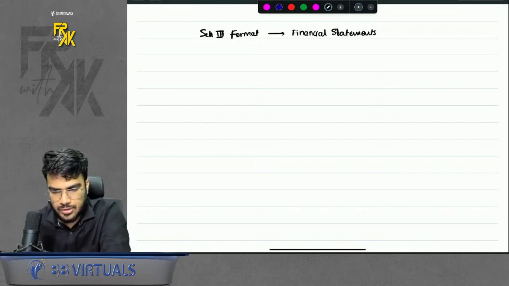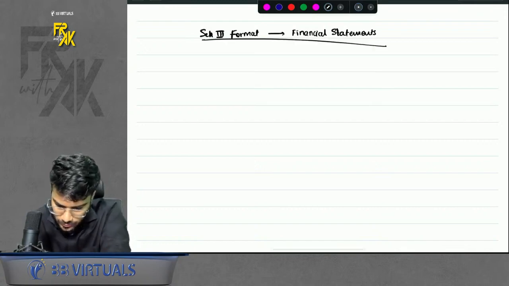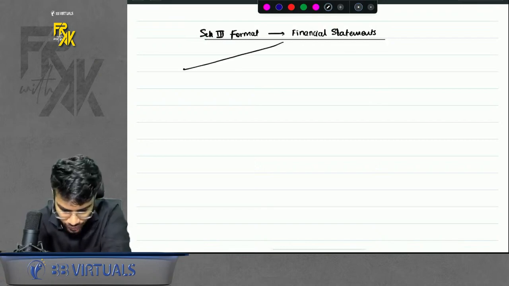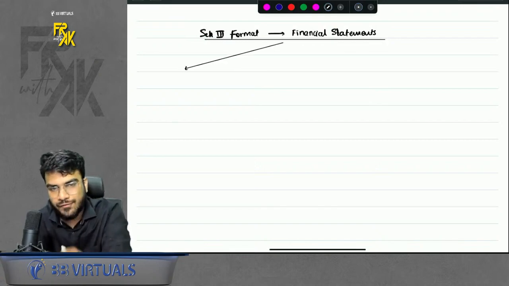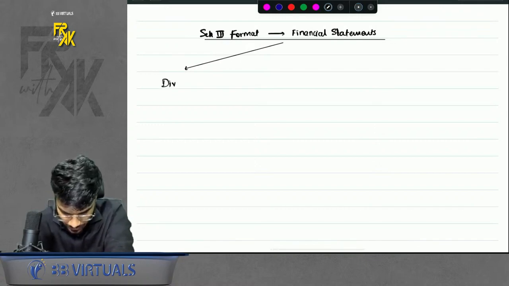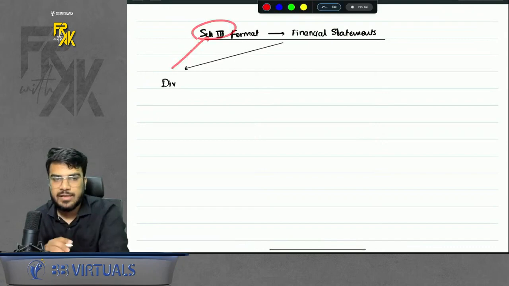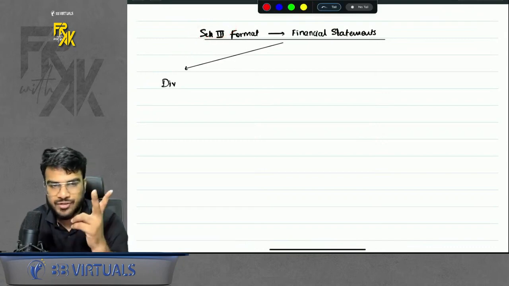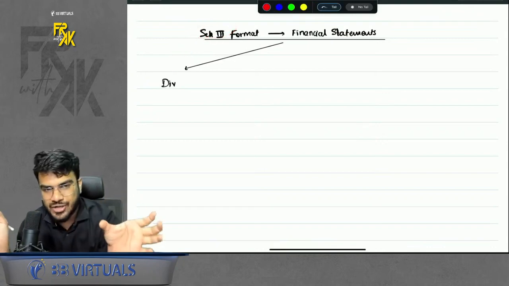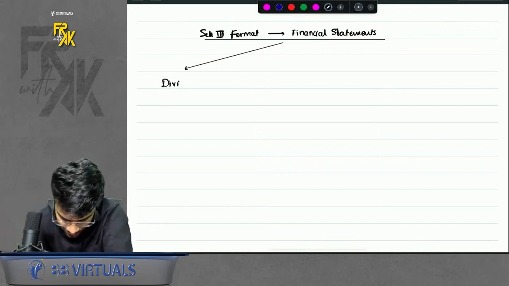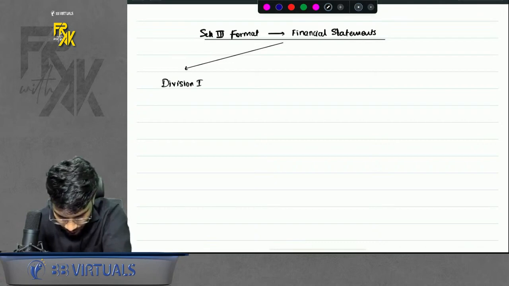For financial statements, right? Now, first of all, let's discuss what was the format under AS. The format under AS was given by Schedule 3 Division 1. Under Schedule 3 there are 2 divisions, Division 1 and Division 2. Division 1 gives the format for AS, Division 2 will give the format for IND AS. Now we are discussing Division 1, which prescribes the format for AS.